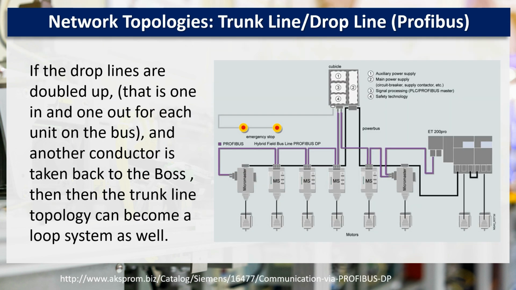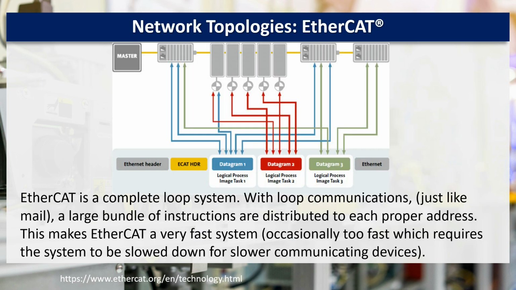If the drop lines are doubled up, that is, one in and one out for each unit on the bus, and another conductor is taken back to the boss, then the trunk line topology can become a loop system as well. EtherCAT is a complete loop system. With loop communications, just like mail, a large bundle of instructions are distributed to each proper address. This makes EtherCAT a very fast system, occasionally too fast, which requires the system to be slowed down for slower communicating devices.